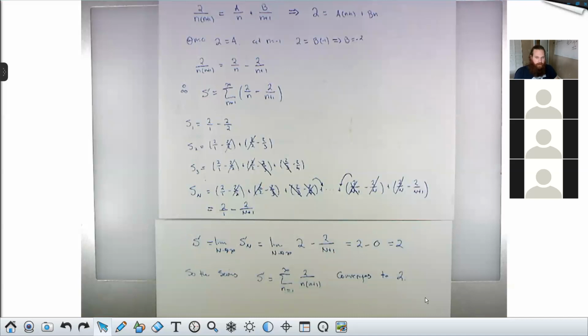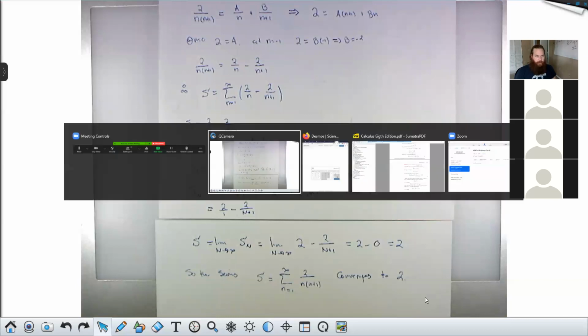Series where you get this nice cancellation are called telescoping series. They do not always involve partial fractions, but they often involve partial fractions. So I will give you some more practice with telescoping series next time, and we'll also talk about the integral test, which will be our second big convergence test. So I think that is probably about all we have time for today.